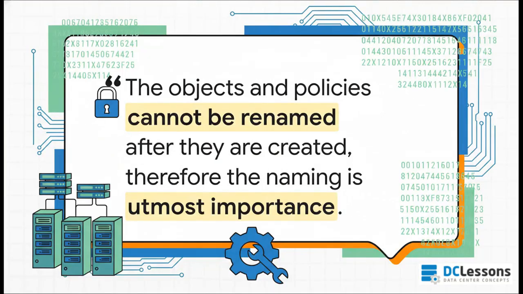I need to stop here for a second and really drill this point home. This quote is probably the single most important thing you'll hear about access policies. You cannot rename these objects once they're created. That's it. The only way to fix a typo is to delete the whole thing, which can absolutely impact traffic, and start over. So please, believe me when I say your naming convention isn't optional. It's not a nice to have. It is the foundation of a sane and stable ACI deployment.